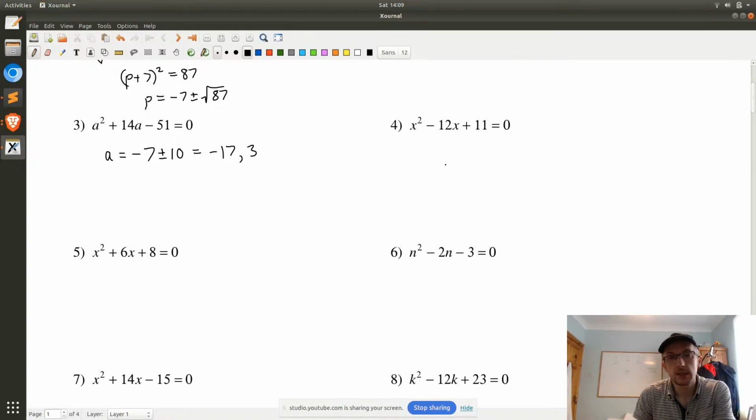Negative 11 on the right. x take 6 all squared on the left. Take 36 to keep it balanced. So add 36 on the right. So negative 11 and 36, that's 25. Square root that, that's plus or minus 5. And then add the 6 over, so 6 plus or minus 5.